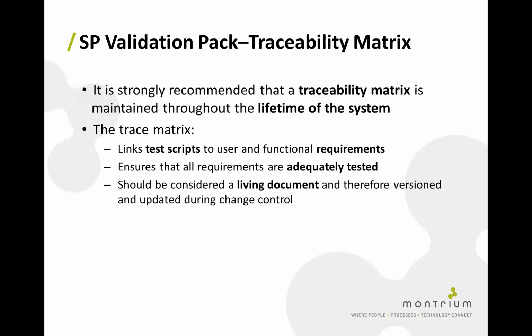So once we have all of that, the next document is the traceability matrix. And the traceability matrix is a very, very important document because it allows us to link everything together. It's also a document that's maintained throughout the lifetime of the system, and it's a living document. It's actually going to be updated on a regular basis. And this document really links all of our test scripts to our user and functional requirements, and it allows us to show that all of our requirements have been adequately tested. This is a document, as I said, that's living and therefore has to be versioned as well, and it needs to be updated if we make changes through change control.